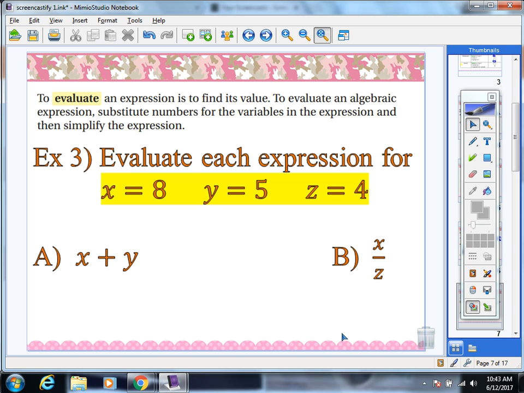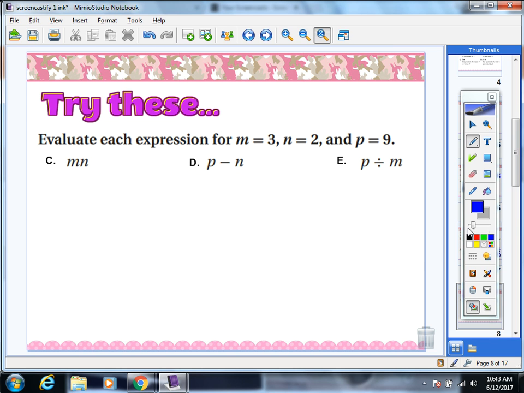To evaluate an expression is to find its value. To evaluate an algebraic expression, substitute numbers for the variables in the expression and then simplify the expression. If I have x is 8, y is 5, and z is 4, I would just add 8 plus 5 to get 13 as my sum. For B, x divided by z, I have 8 divided by 4, which is 2, to get my quotient.